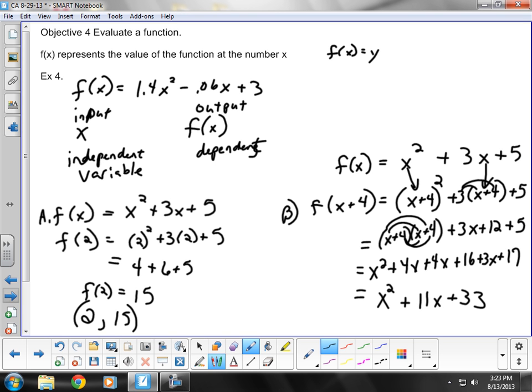So now why don't you try to do that on your own. If you'll look on page 119, try to do checkpoint 4.